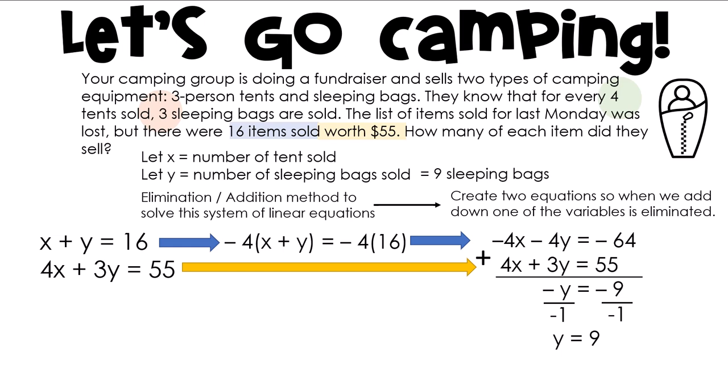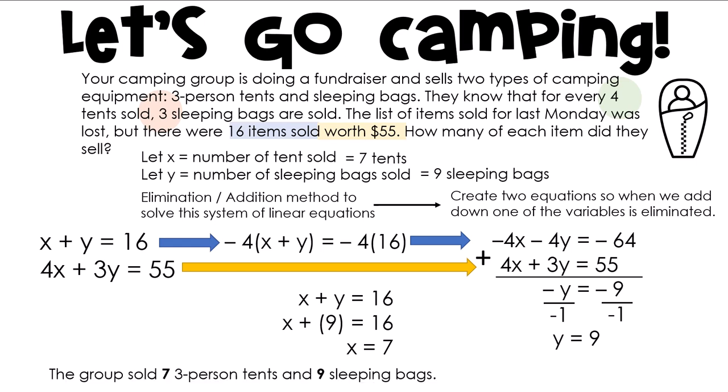How many tents did they sell? Let's substitute 9 into either one of the 2 equations. I think the easiest one is x plus y equals 16. I'm going to substitute 9 in for y. I'm going to subtract 9 from both sides, and that gives us x equals 7. The number of tents sold is 7. What's our complete answer? The group sold 7 3-person tents and 9 sleeping bags.